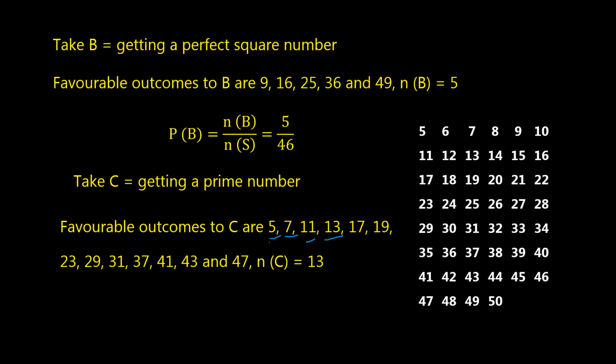Now, by applying the formula for probability, we can find the probability of the respective event. P of C is equal to n of C by n of S, that is 13 by 46.